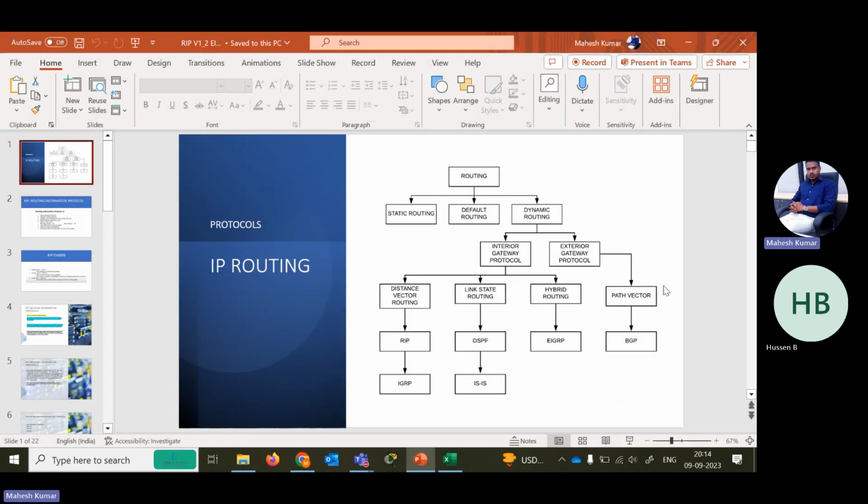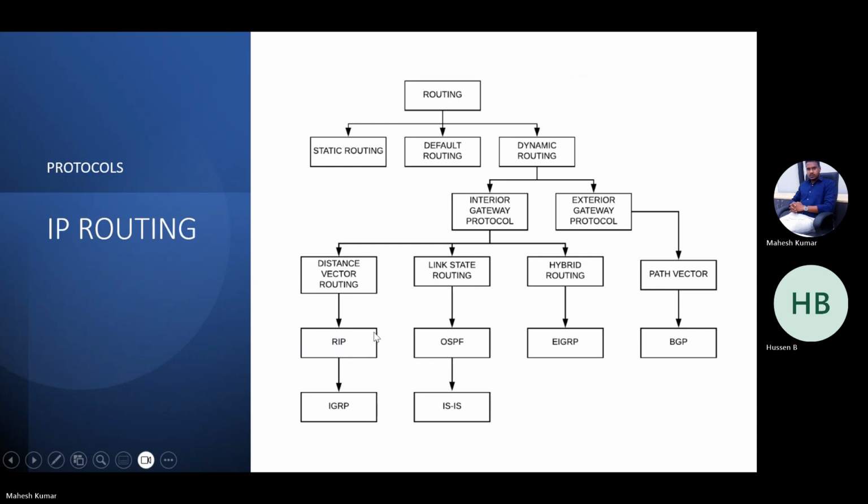As we know, RIP comes under the Interior Gateway Routing Protocol. It is known as a distance vector routing protocol. Why distance vector? Because it chooses the best path based on distance, like how many hops they are required to cross to reach the destination. Based on that, it chooses the best routing path. That's the reason it is called a distance vector routing protocol.